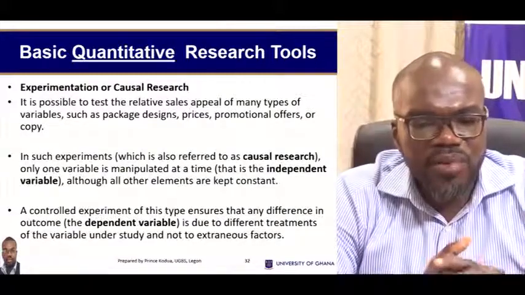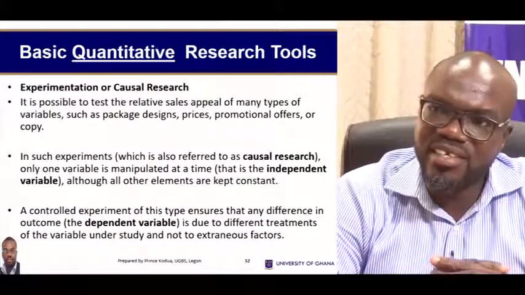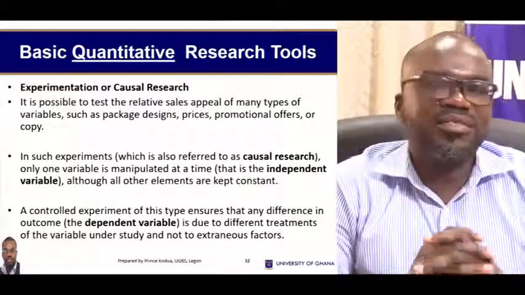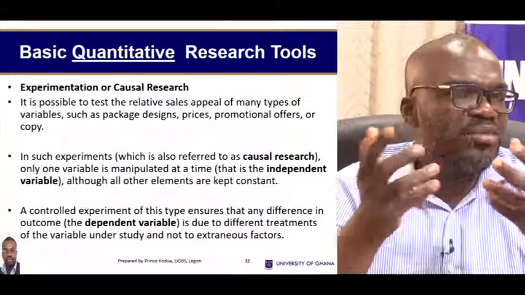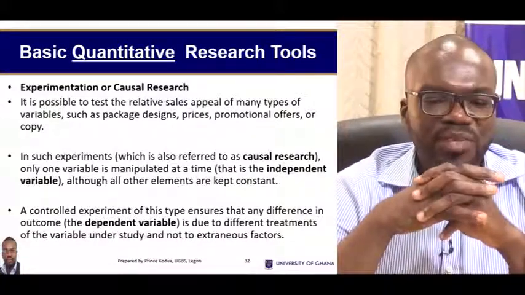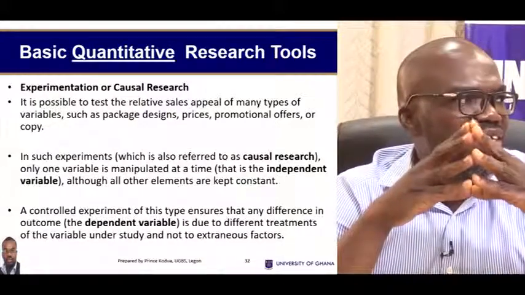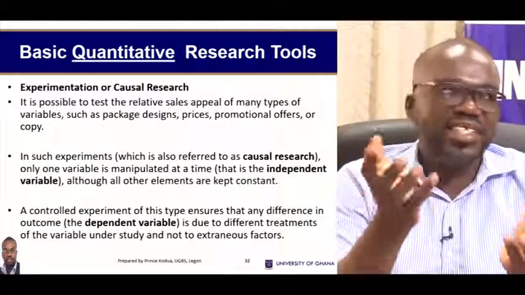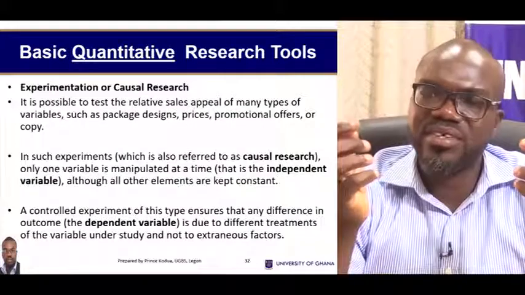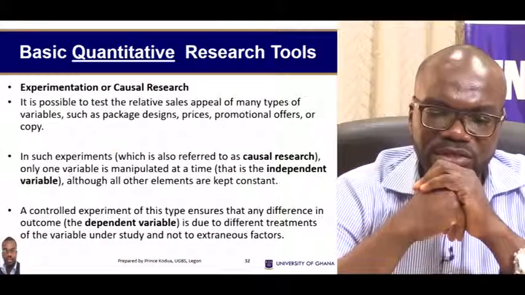We can also talk of experimentation or causal research. This one, the idea is that there are multiple attributes. There are several attributes that influence consumer decisions and all that. So in experimentation or causal research, the basic thing the marketer or the researcher does is to test the relative importance of various attributes that are of importance to the marketer.